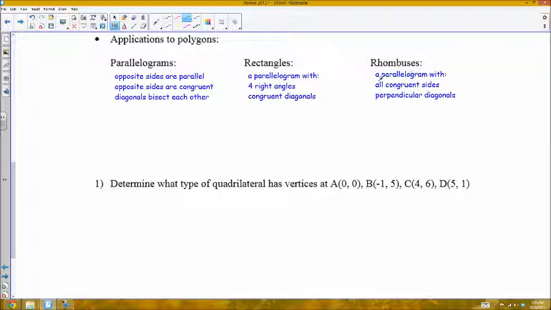A rhombus is another special type of parallelogram that has all congruent sides, so all 4 sides are congruent, and the diagonals are perpendicular to each other. There's one that's not listed here, which is a square, which is basically a combination of all the properties of a rectangle and a rhombus.